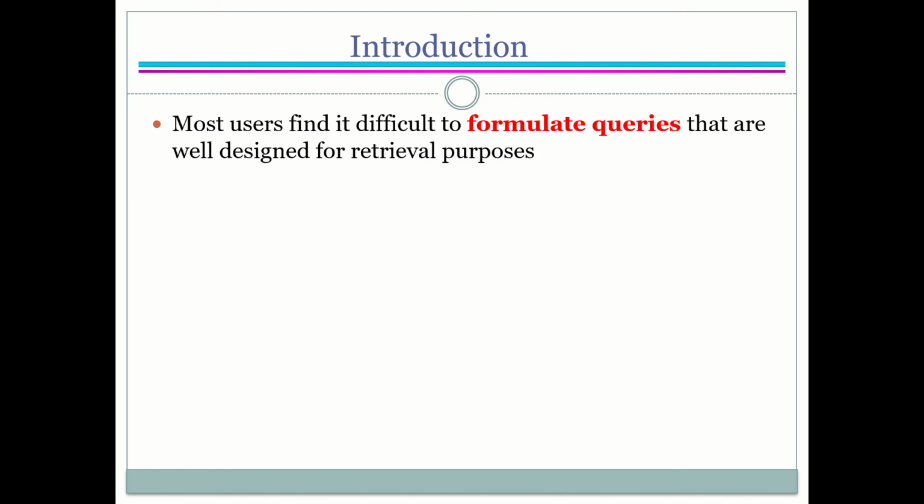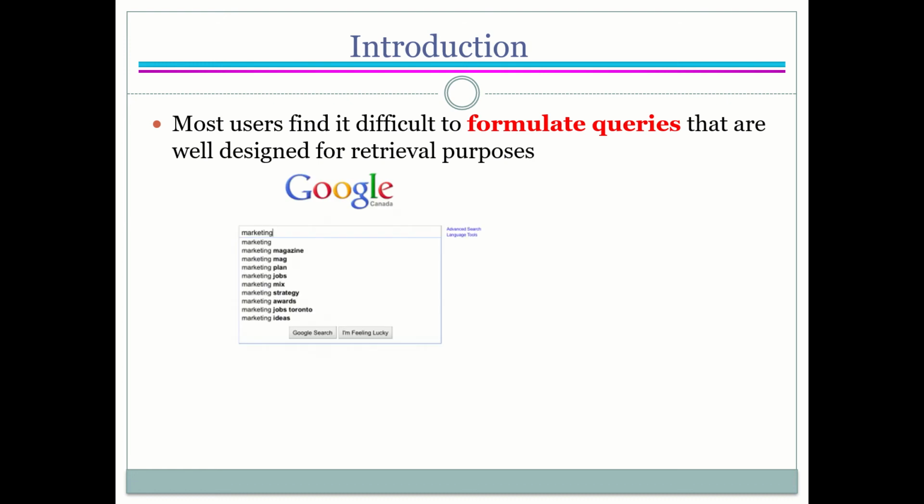In most cases, when we are looking for certain information, we just don't know what to type. So we have difficulty formulating queries that are well designed for retrieval purposes. When we try Google and type marketing, the Google system may suggest a few keywords that you may want to type. This is based on the popularity of the keyword.